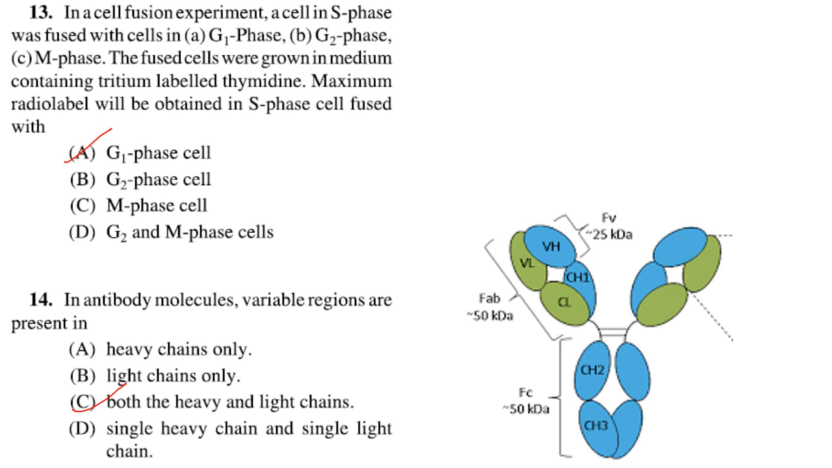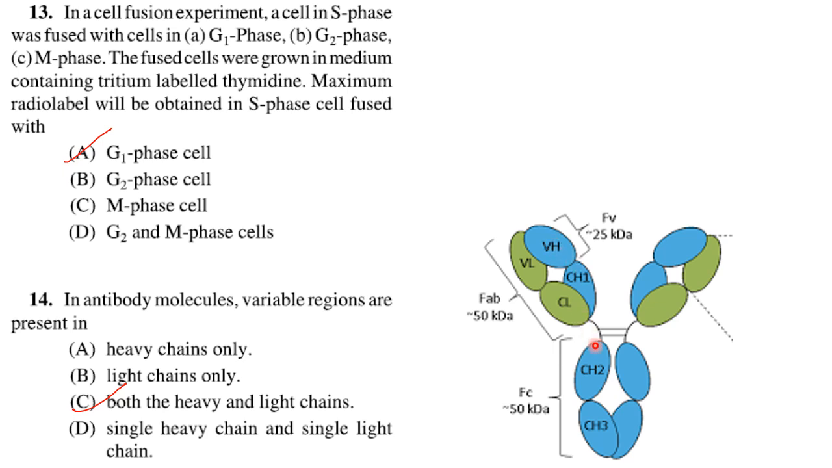This is because the cytoplasm of the S phase cell contains factors that initiate DNA synthesis in the G1 nucleus. It cannot be G2 because in G2 phase DNA synthesis has already taken place. In M phase also it is the same way. So the answer is G1 phase cells. Then next one. In antibody molecules, variable regions are present in.